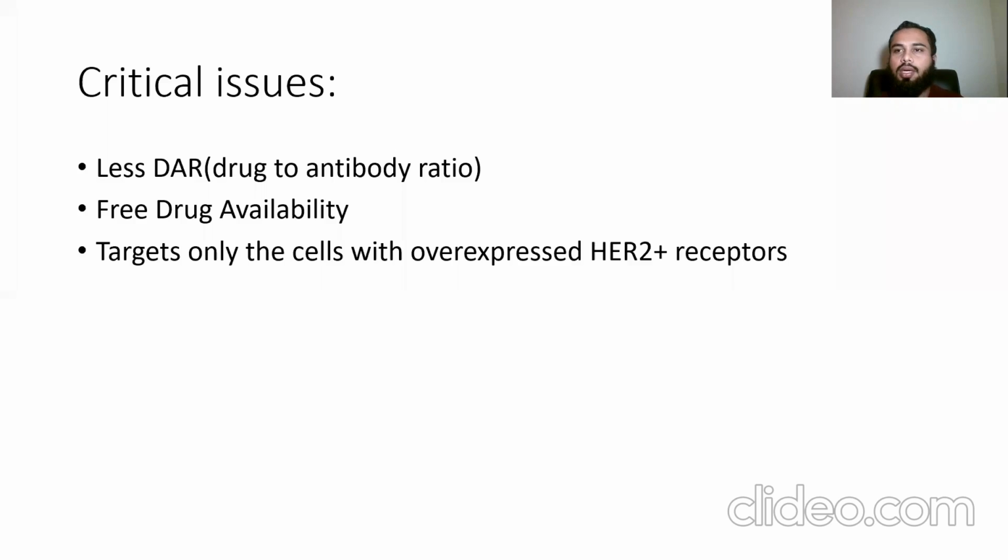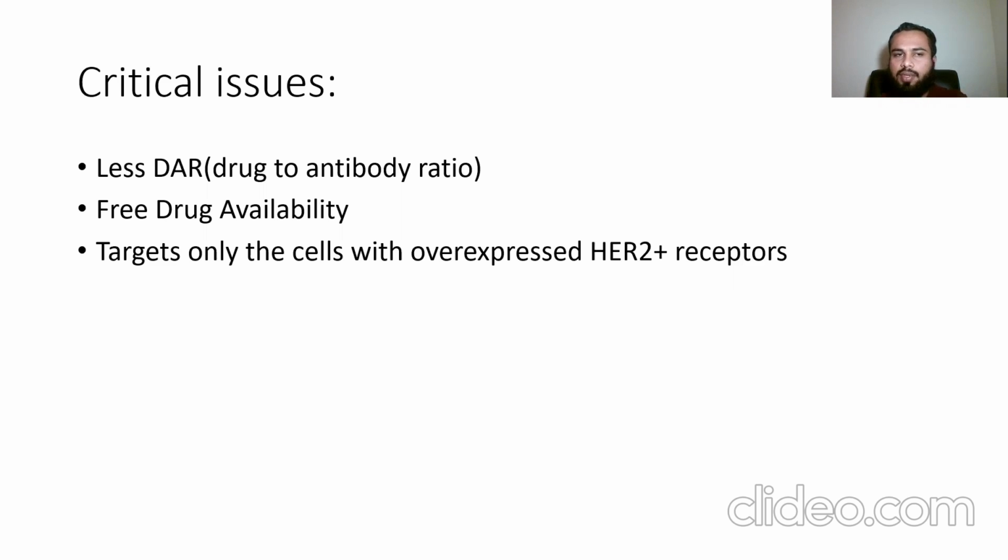Hello, I'm Abdul. So let's discuss the critical issues of Kadcyla. One is a low drug to antibody ratio. Second is free drug availability. And third is that it targets only the cells with overexpressed HER2 receptors. The drug to antibody ratio is one of the critical attributes to consider while designing the dose and therapeutic window. It determines the amount of drug that can be delivered to the target cell, and in turn it determines the efficacy and the safety of the product.